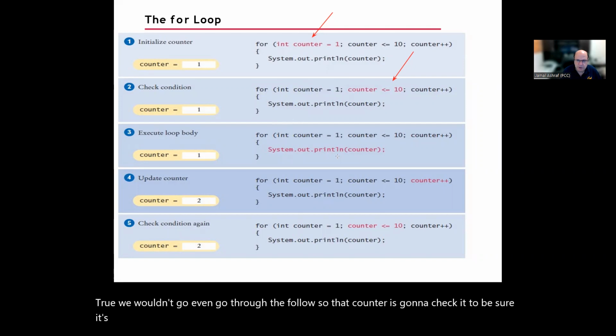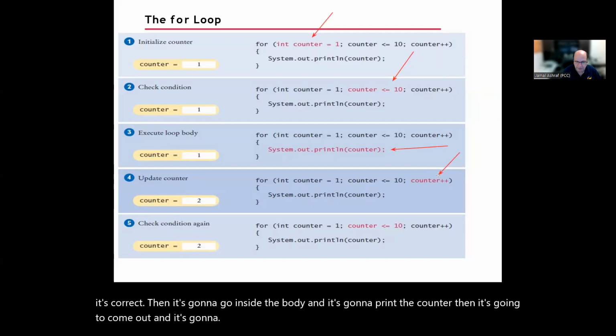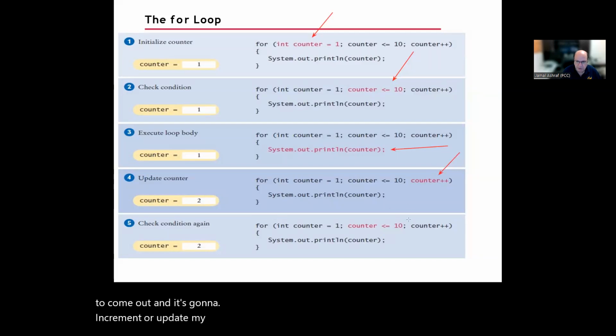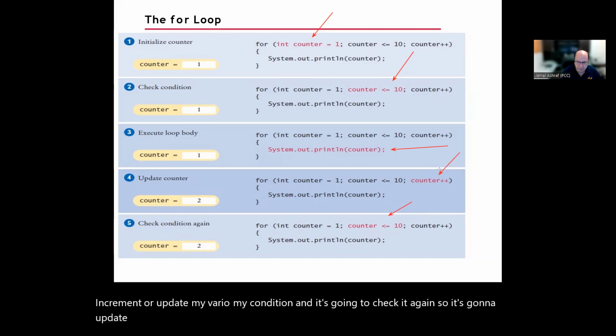Then it's going to go inside the body and it's going to print the counter. Then it's going to come out and it's going to increment or update my value, my condition, and it's going to check it again. So it's going to update, check, update, check till this condition changes, and it's going to stop the for loop.